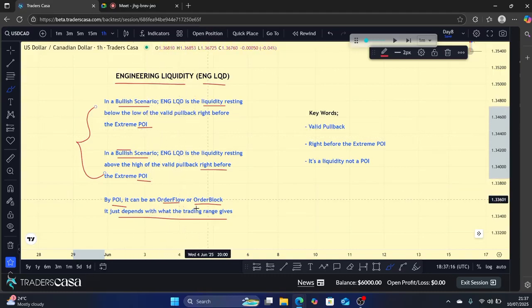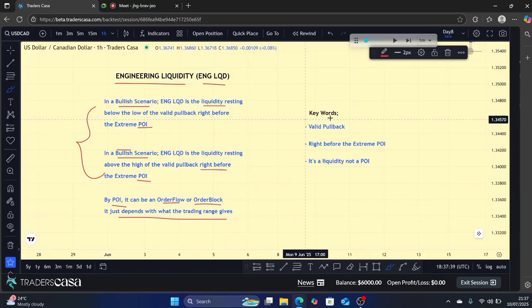And if it gives the order blocks, that means the order flows are all mitigated, or they all failed, meaning now we are left with the secondary option, which is the order block. Now we will be marking the engineering liquidity on the pullback right before the extreme order block.